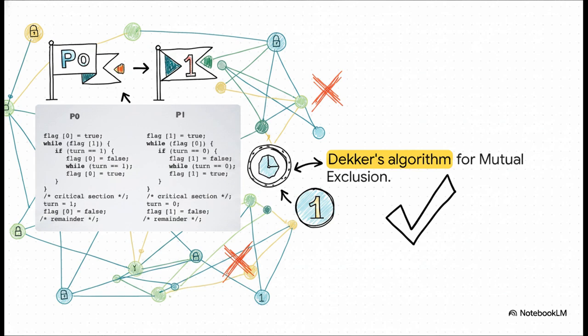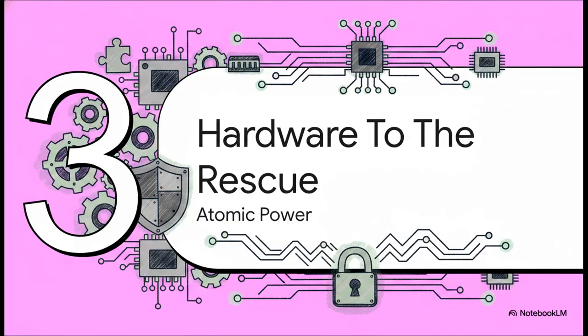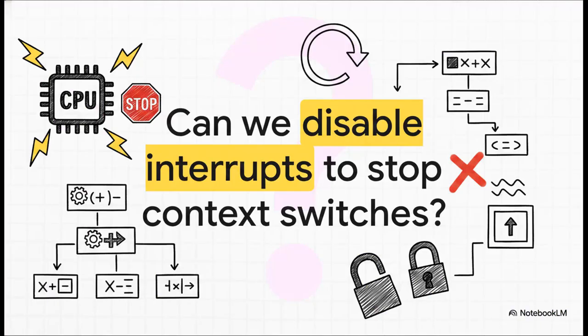But here is the catch. It is incredibly complex. And as computer systems rapidly grew from single processors to massive multi-core beasts, these pure software locks just became way too cumbersome to manage at scale. Section 3. Hardware to the rescue. Uninterruptible atomic power. So, to really fix this at scale, we had to shift the responsibility away from software and down to the physical silicon itself.